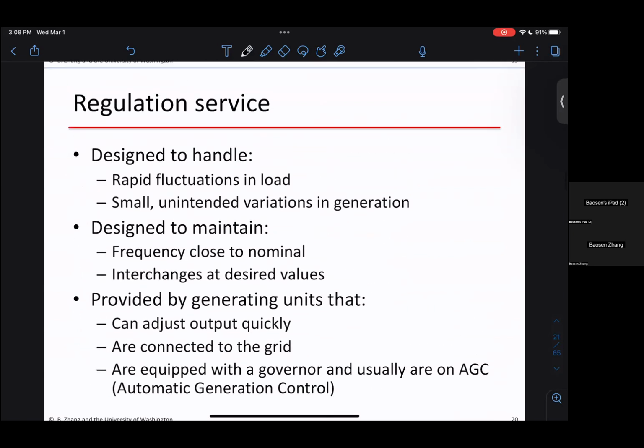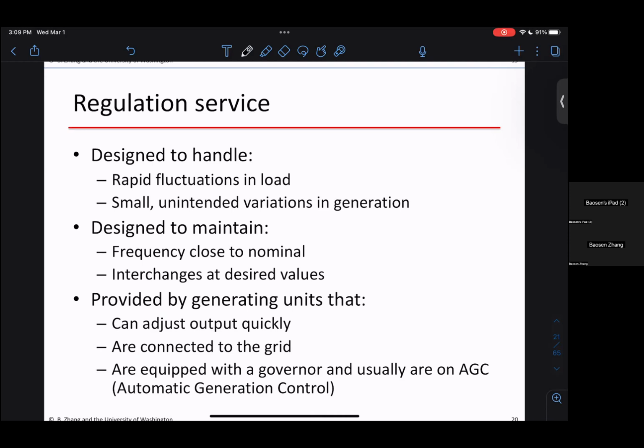The fastest services are something called the regulation service. Okay, so regulation service is responding to this very small, very rapid shift. And their goal is just to keep the frequency close to nominal. Right? Okay, and what they need is you need to be able to adjust your output relatively quickly. This will be something like a gas turbine.